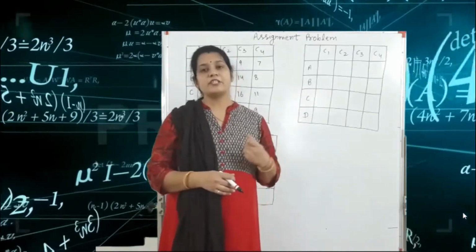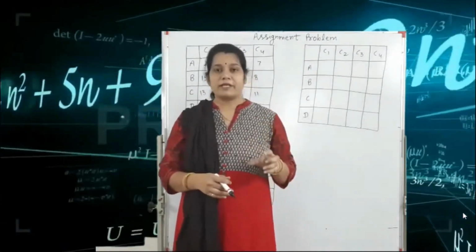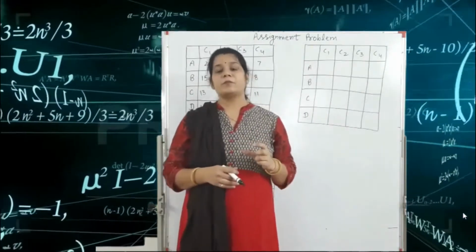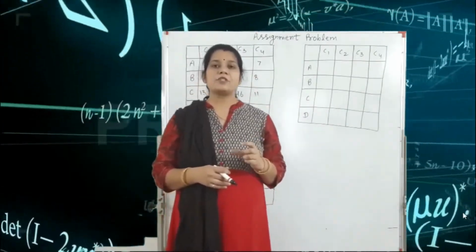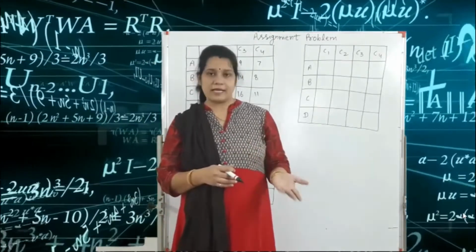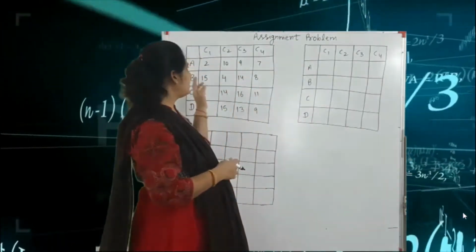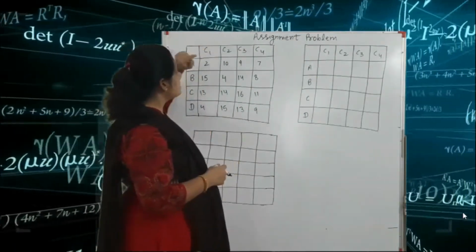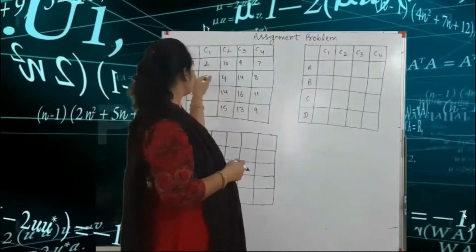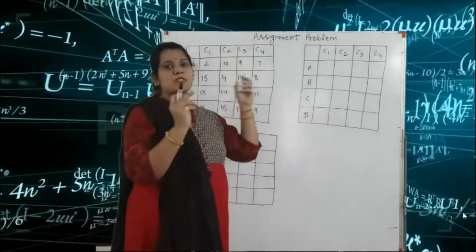If a question is given in the maximization format, then first we convert it into the minimization form. And the second condition is that the question is always in square matrix format. That means rows and columns are equal. So the assignment problem is a particular case of the transportation problem where sources are assigned and destinations are tasked.